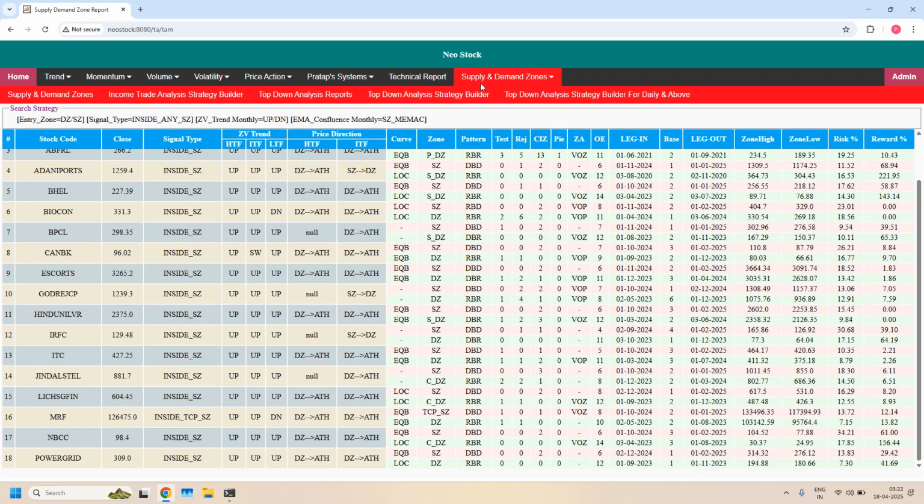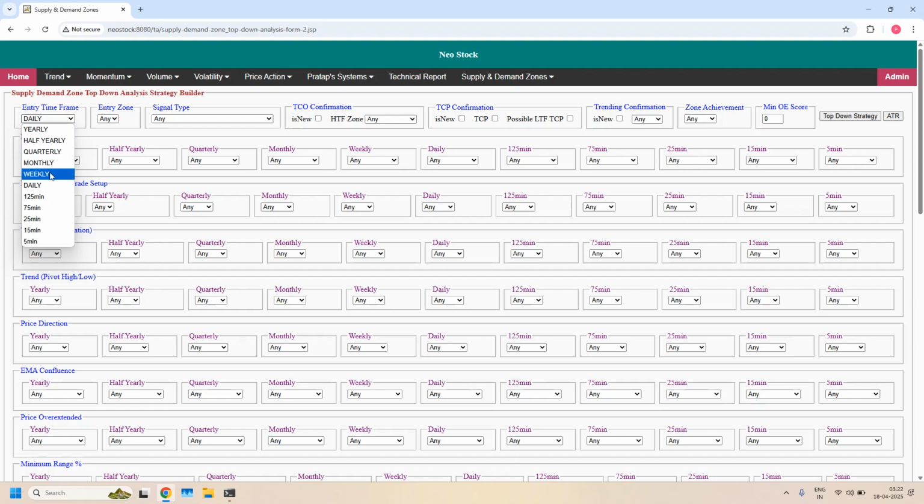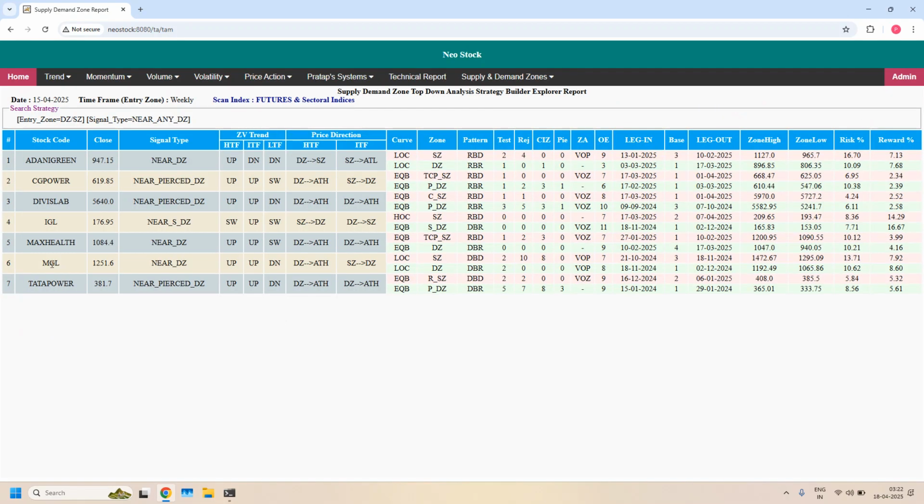The next time frame is weekly. This is also end of the week. Now I am going to generate few additional reports also. Okay, first weekly time frame. Stocks near weekly demand zone. We got 7 stocks.